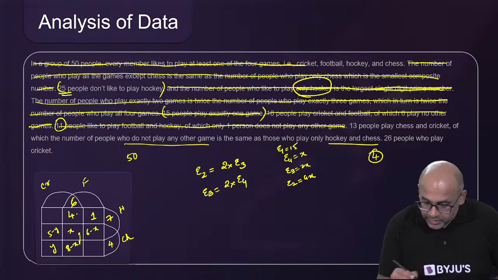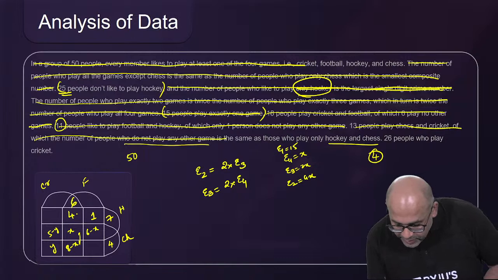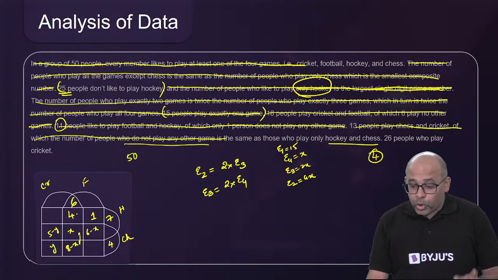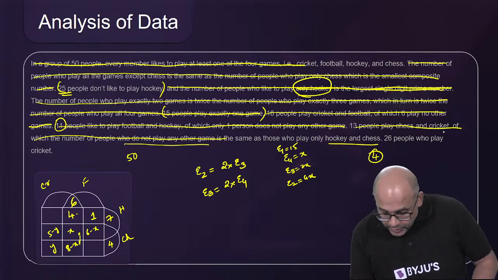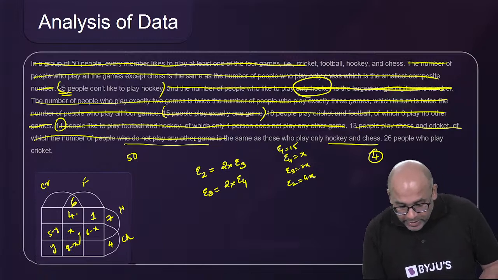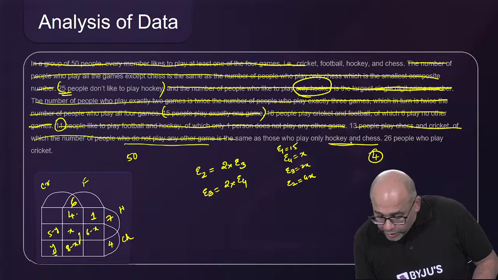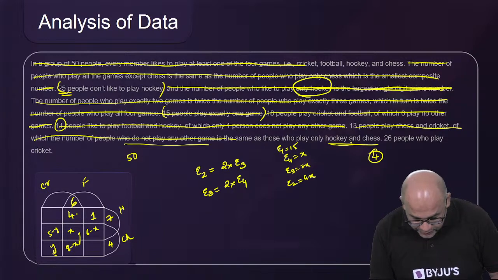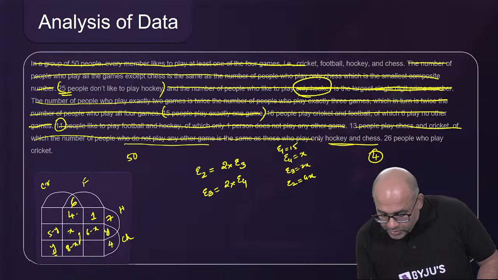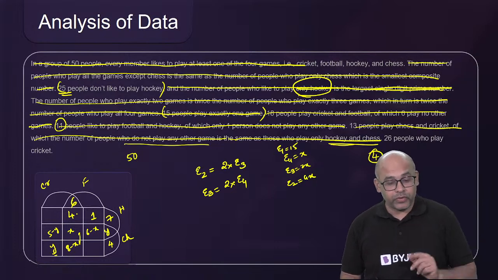Let me delete what I have. 13 people play chess and cricket, of which the number of people who do not play any other game, so this is Y, is the same as those who play only hockey and chess. Where is hockey and chess? So this is also my Y. So everything has been taken care of till here except that small point of 25 people.